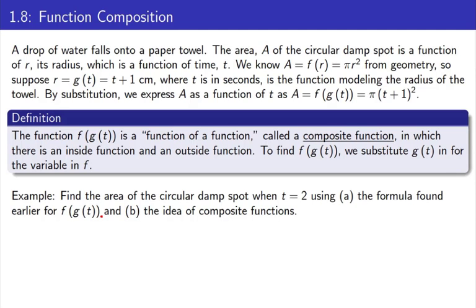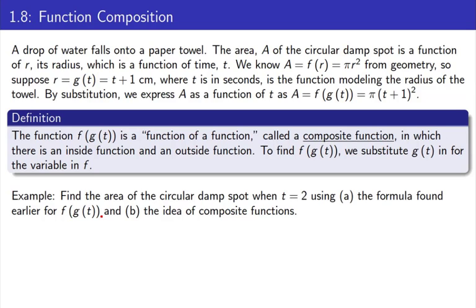In this lesson, we'll talk about function composition, and this topic is going to come in handy whenever you get to the chain rule a little bit later in this course. So, imagine the following scenario. You have a drop of water that falls onto a paper towel, and as you can imagine, as soon as water hits that paper towel, it begins to spread through the paper towel, probably in a circular picture.